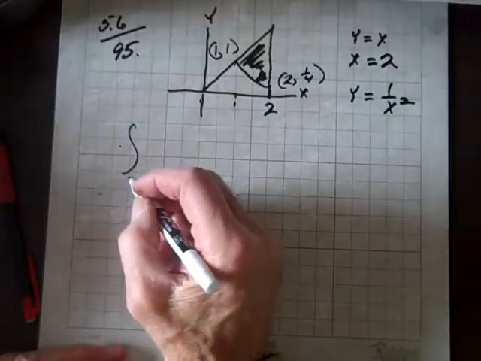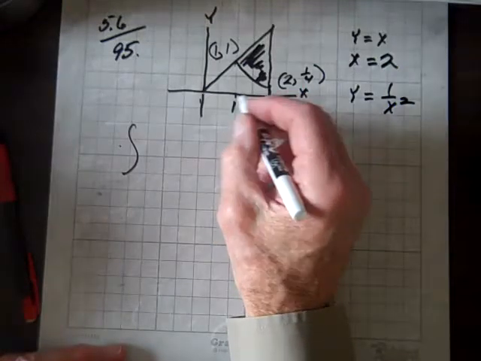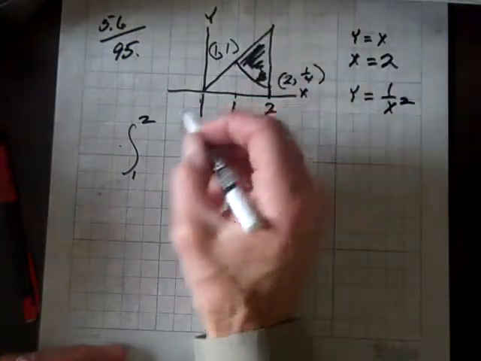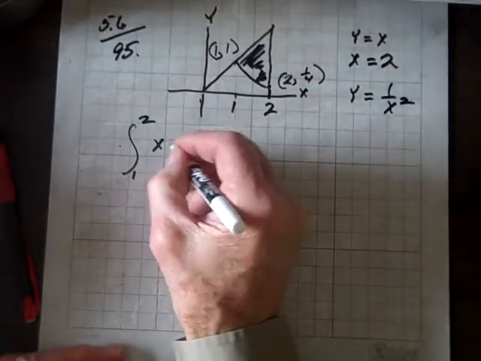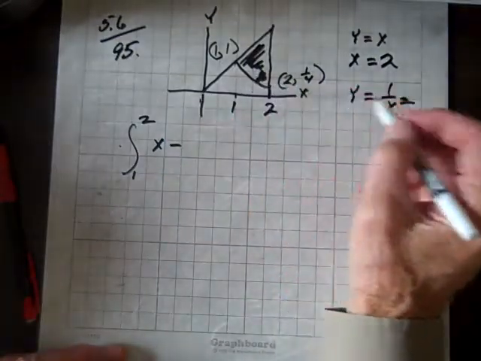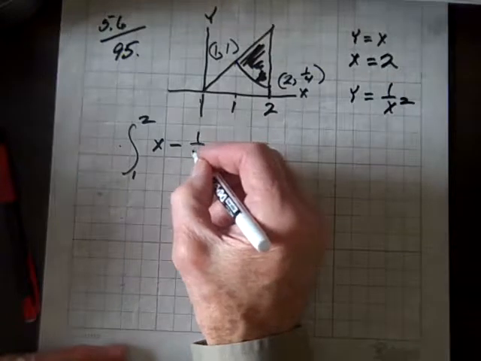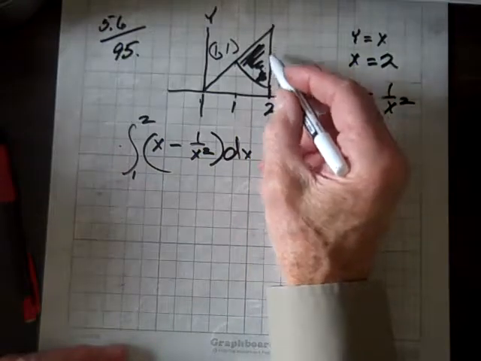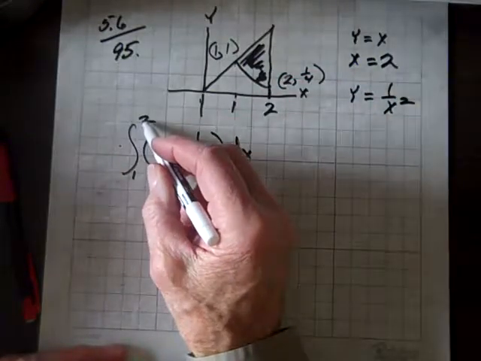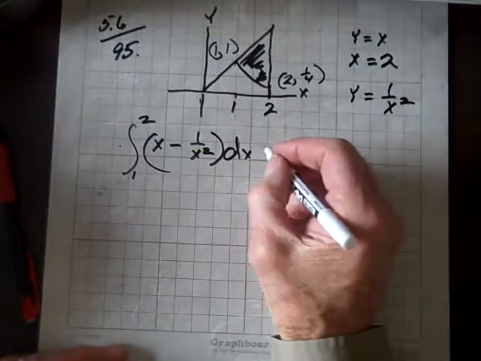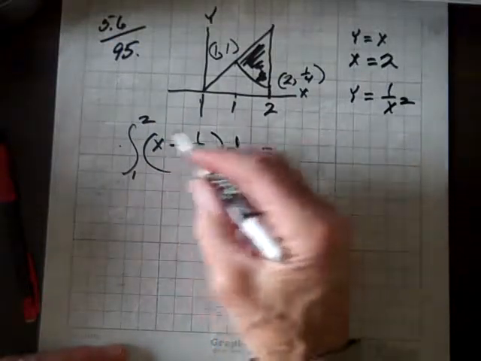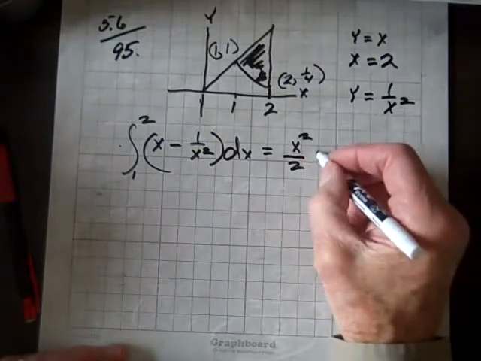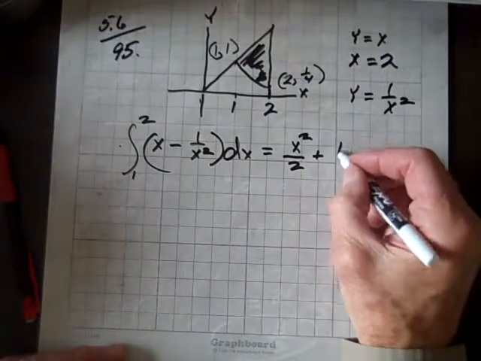So we're talking about the integral, and we'll evaluate from x equals 1 to x equals 2 of, and what's above, well, y equals x is, so x minus, and what's below the curve, 1 over x squared dx. And we accommodated for this line x equals 2 because that's one of our limits of integration. So now that equals the antiderivative of x is x squared over 2 plus 1 over x.